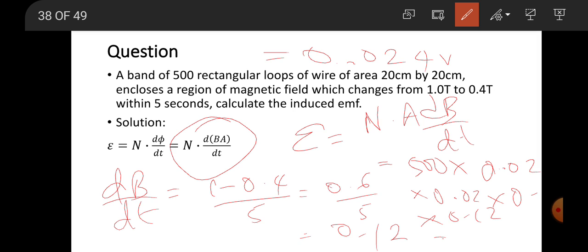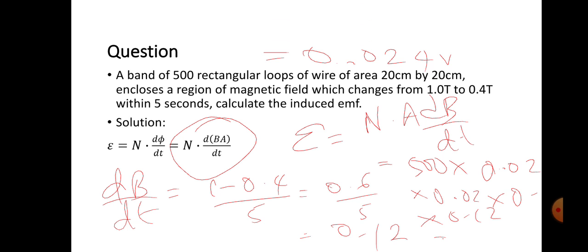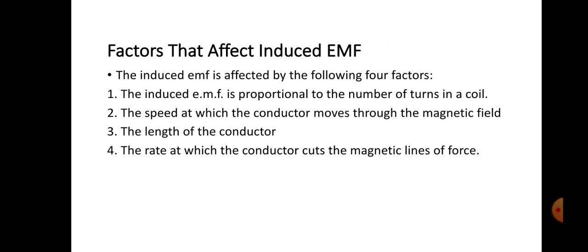I think these examples are quite enough. So now that leads us to factors that affect induced EMF. Very important. Induced EMF is affected by the following 4 factors. Number 1, the induced EMF is proportional to the number of turns in a coil. We should know that.